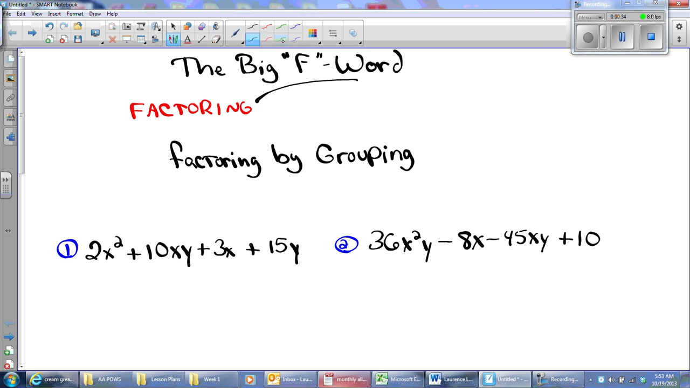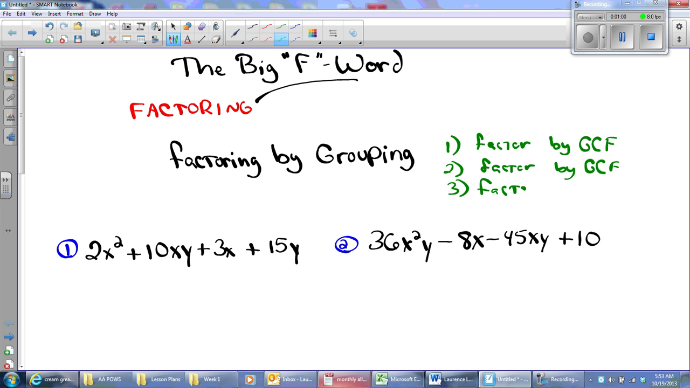If you understood how to factor by GCF, then for factoring by grouping, here's what we're going to do. First of all, we're going to factor by GCF, greatest common factor, and then we're going to factor again by the GCF, and then one more time, we're going to factor by the GCF. That's all factoring by grouping is. It's factoring by the GCF, greatest common factor. So let's get down to it and see how we do this.